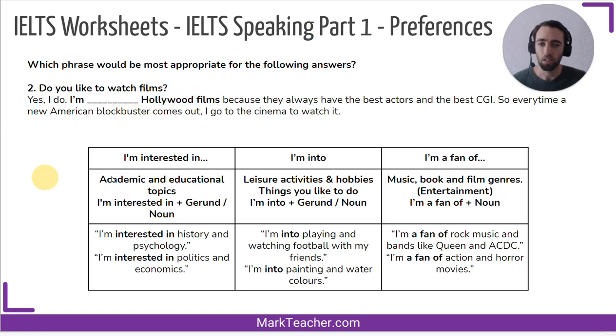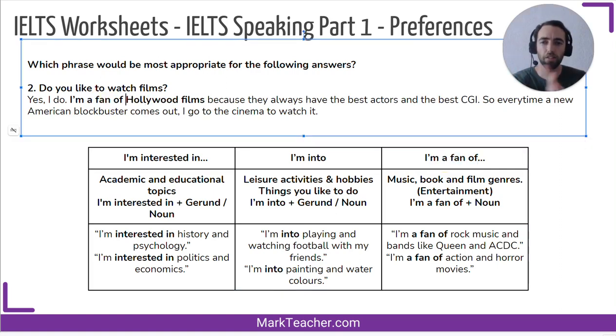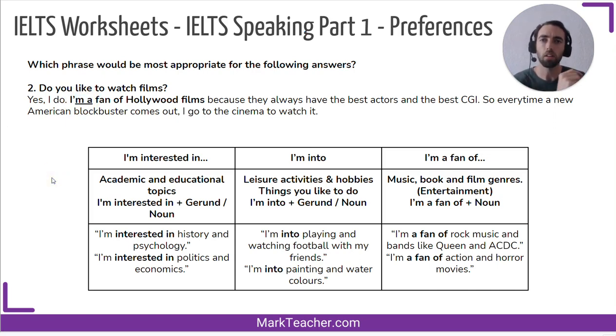Hollywood films are a type of film genre, so the best and most appropriate phrase is I'm a fan of Hollywood films. Don't forget this pronunciation. I'm a fan of Hollywood films. This is about entertainment. So I'm a fan of is the best choice.